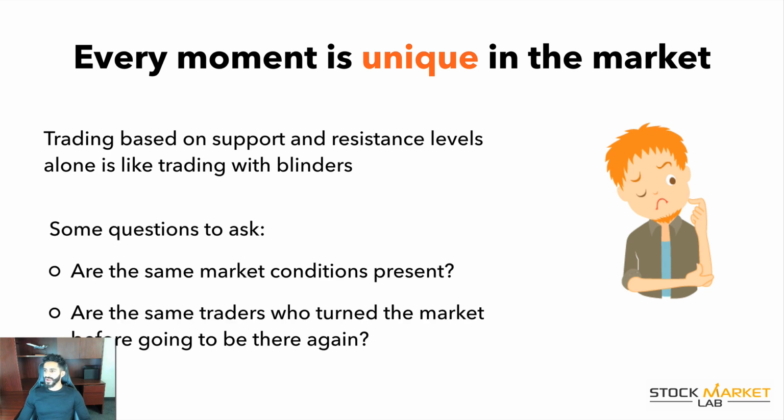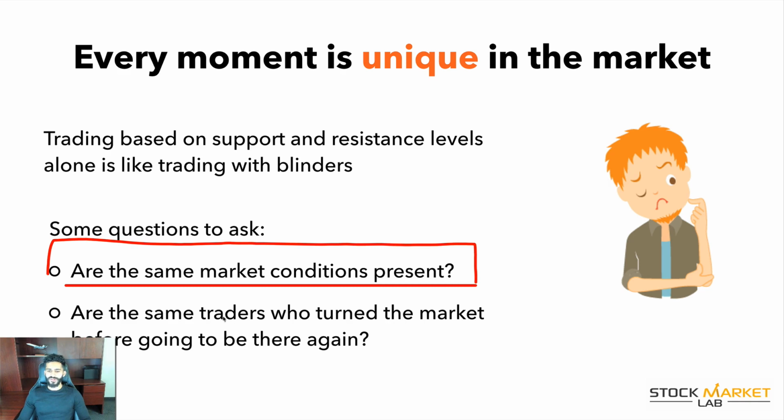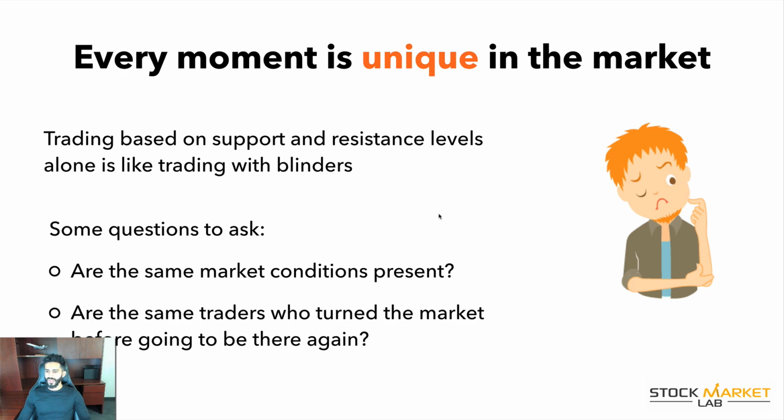Now, some questions to ask yourself: A, are the same market conditions present that were present before? Are the same traders who turned the market before going to be there again? For example, let's say a stock hits support and goes up. Just because it's coming down again does not mean that it's going to bounce up like it did before. Can it bounce up? Yes, there is a possibility. Can it go down? Yes, that's a possibility too. We do not take on the trade until we get a confirmation.